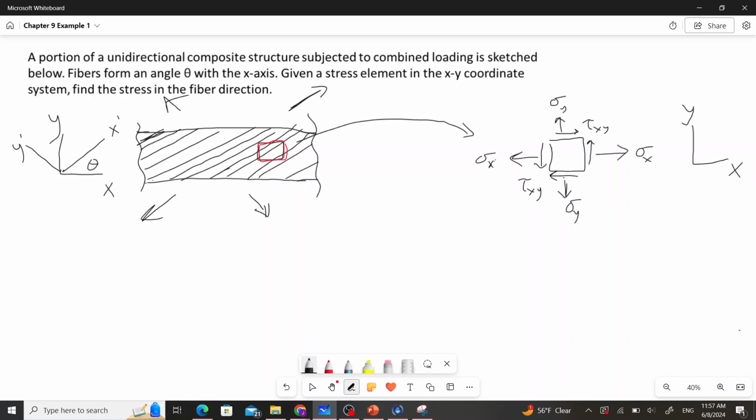Since we just want to know the stresses in the fiber direction, we've calculated the stresses in the x direction because that was convenient, and now we need to rotate to get the stresses in the x prime direction. What we'll end up having is a stress element that's simply rotated, and we'll have some stress in the x prime direction, a normal stress in the y prime direction, and there will be shear stresses also in this new coordinate system.